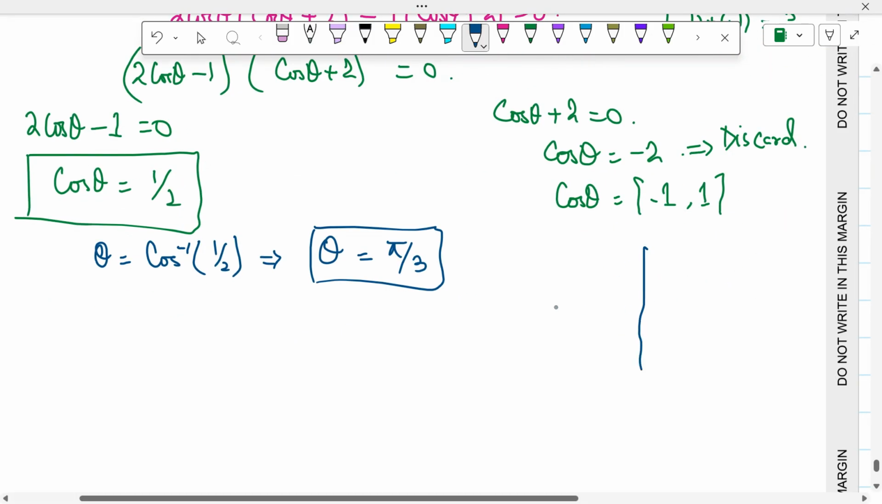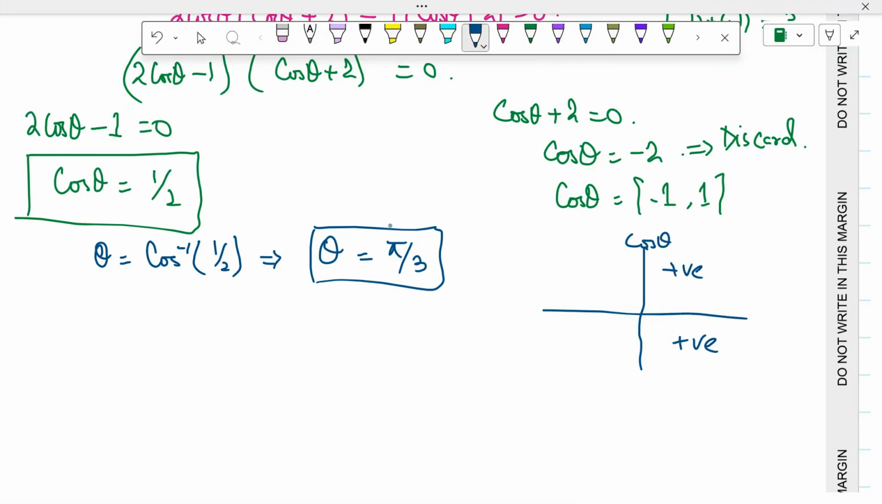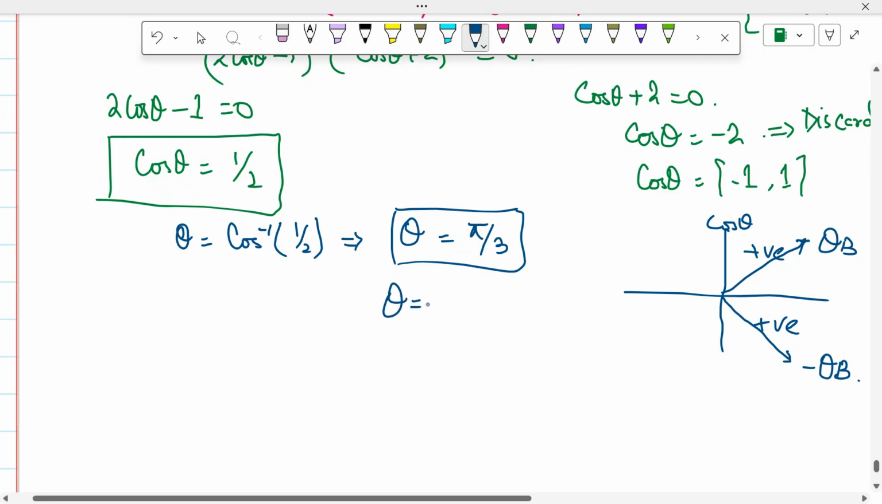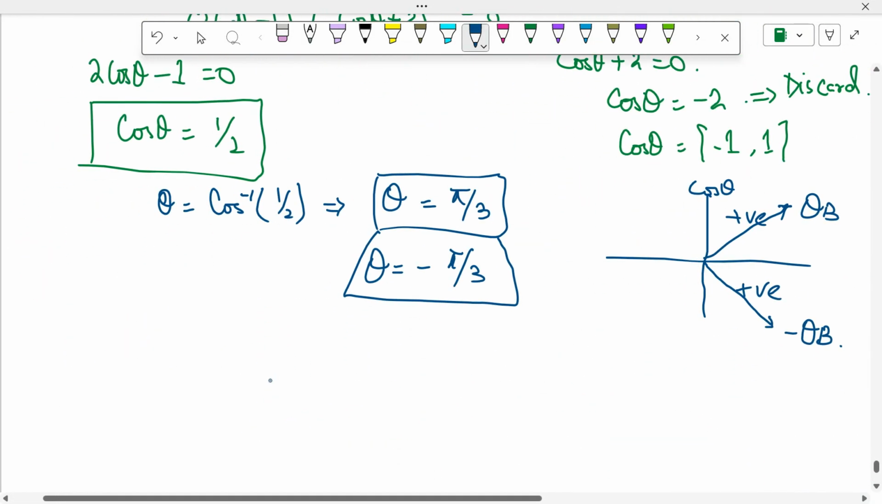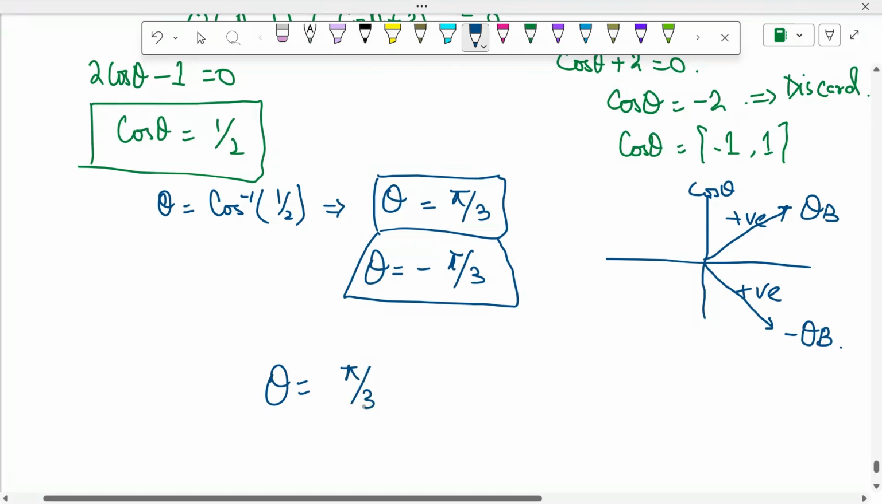Now, one concept you should know is that cos of theta is positive in the first and fourth quadrant. So this 1 over 2 will also have an angle theta in the fourth quadrant. If this one is the base angle, theta b, then the angle in the fourth quadrant is negative theta b. So we can say that theta is also equal to negative times the base angle, which is pi by 3. So we have calculated both angles, which are in the first and fourth quadrant. So theta is equal to pi by 3 and negative pi by 3, which was required.